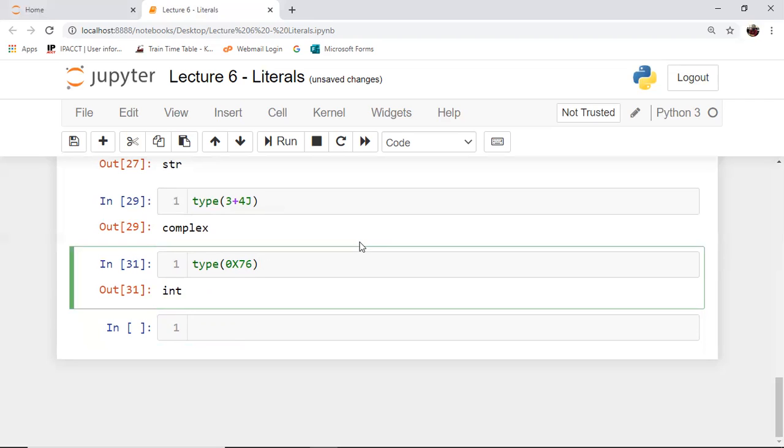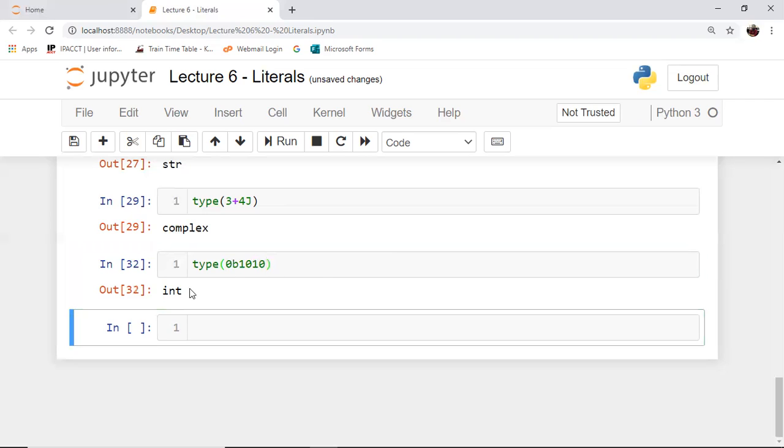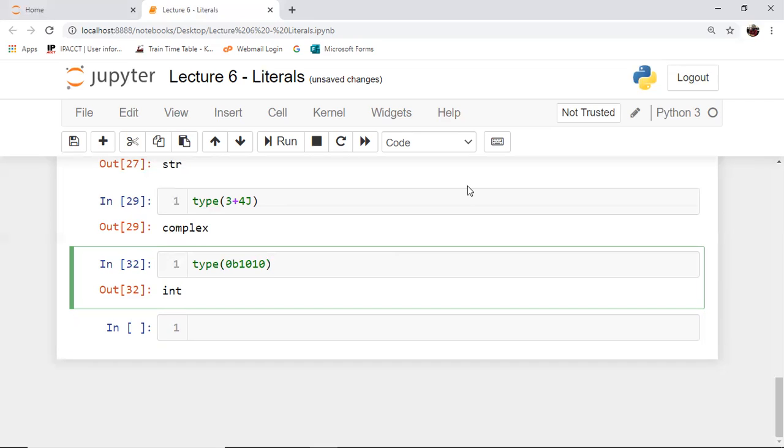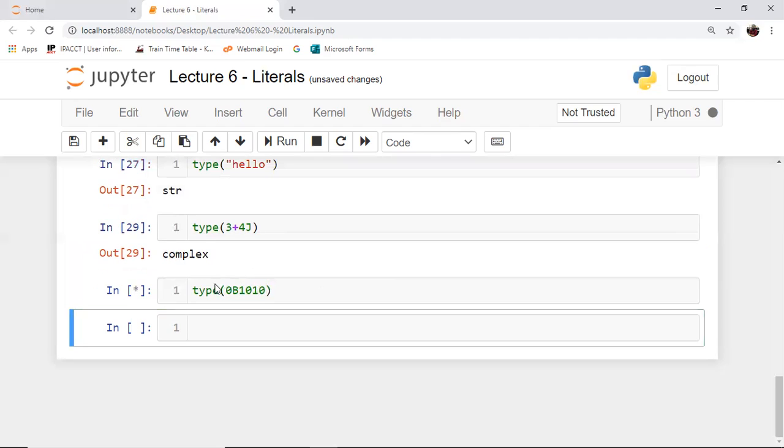We can also have binary values. So for binary, we have to use 0 followed by a small b, and you can give a binary value. So you see that even binary literals are treated as integers. Instead of small b, we can also have capital B. We get the same result.